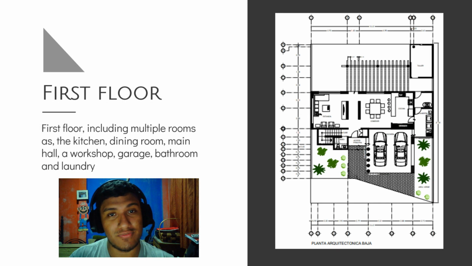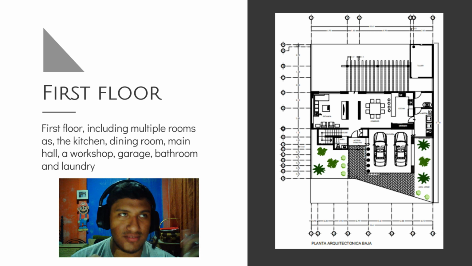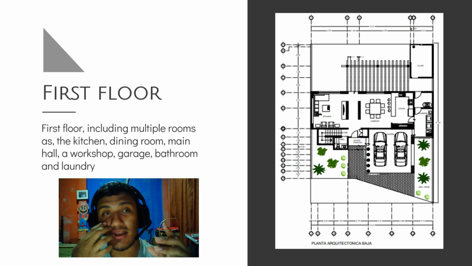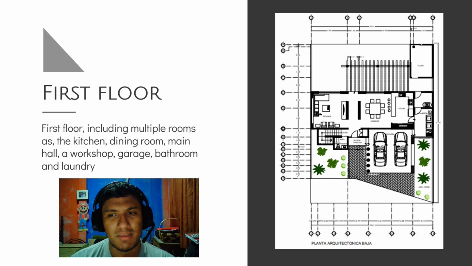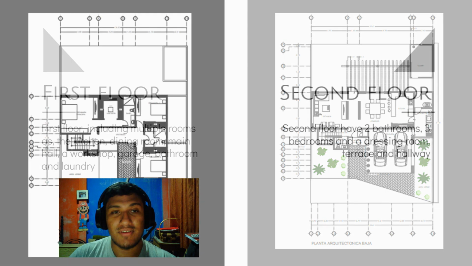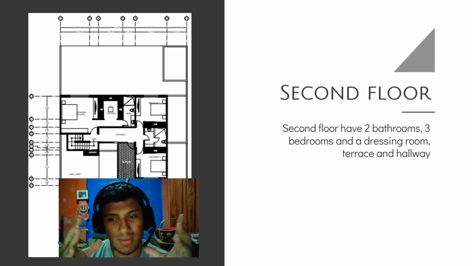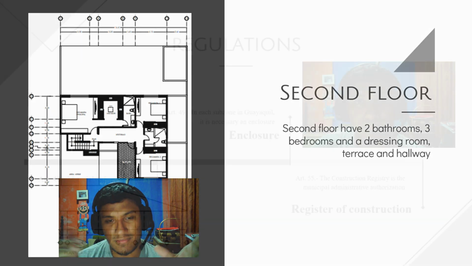First of all, we have the first floor, which includes multiple rooms such as the kitchen, the dining room, the main hall, the workshop, the garage, and the bathroom and laundry room. Aside from that, we have the pump room and the outside of the building, which includes both the backyard and the front yard. After that, we have the second floor, which only includes two bathrooms, three bedrooms, and a dressing room, aside from a terrace and a hallway.